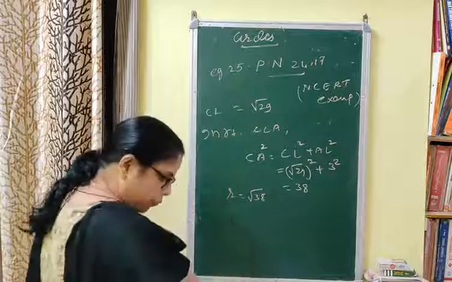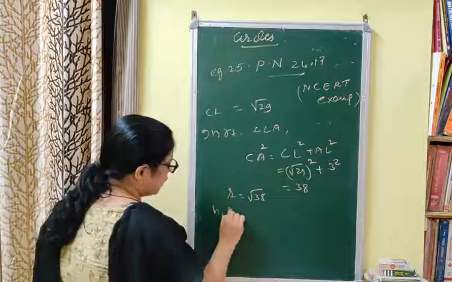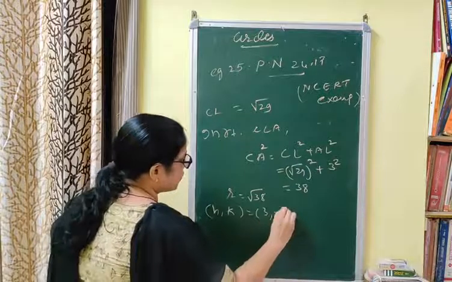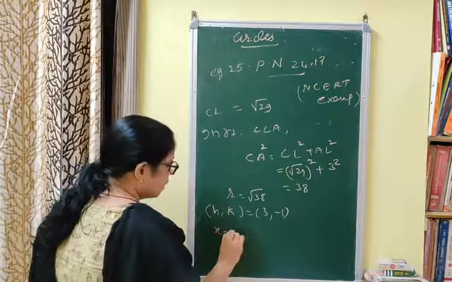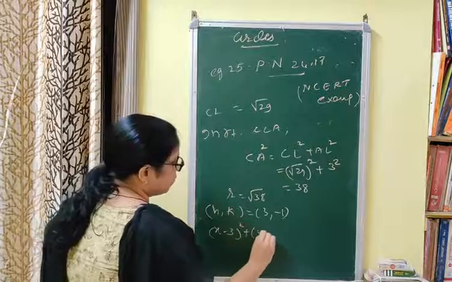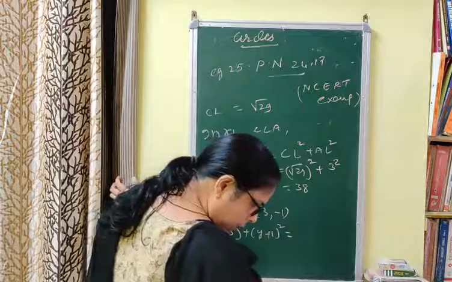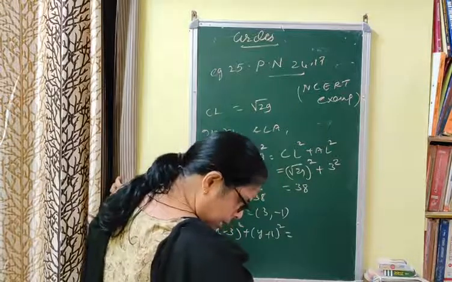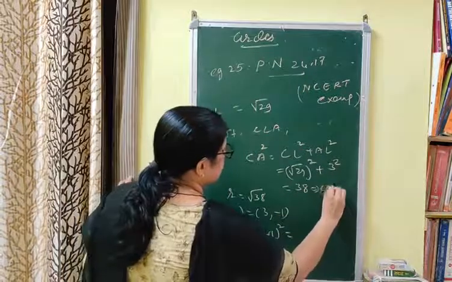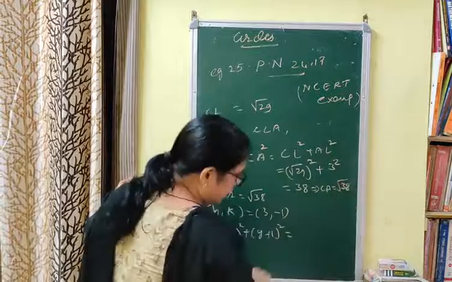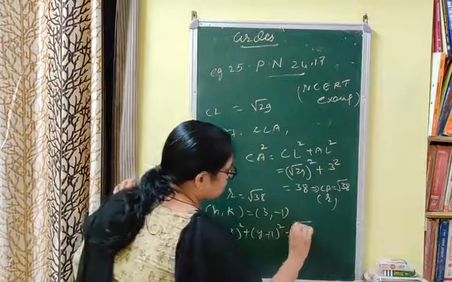Now, by the central form of the equation of a circle, h and k is 3 comma minus 1. You will use the formula x minus h whole square plus y minus k whole square equals r square, so x minus 3 whole square plus y plus 1 whole square is equal to r square. What is given? The radius that we have found out: r square equal to 38, which implies CA is equal to root 38. The radius of the given circle is root 38, whole square.